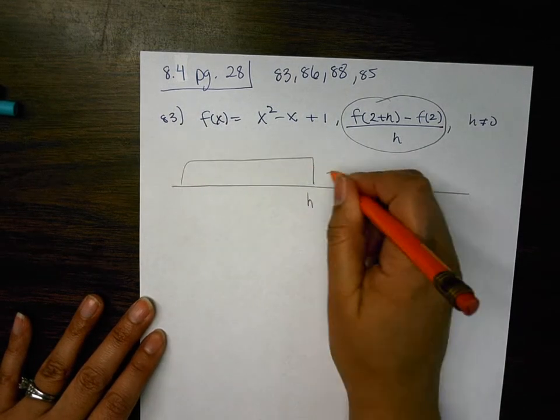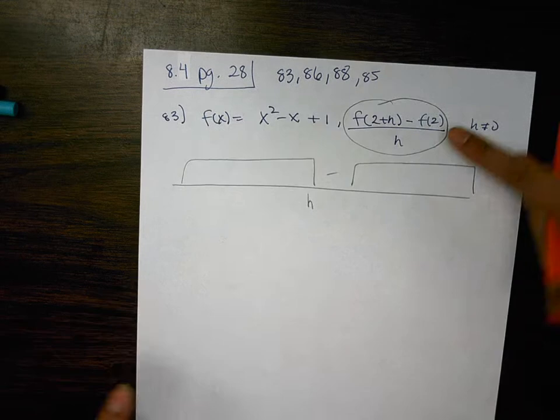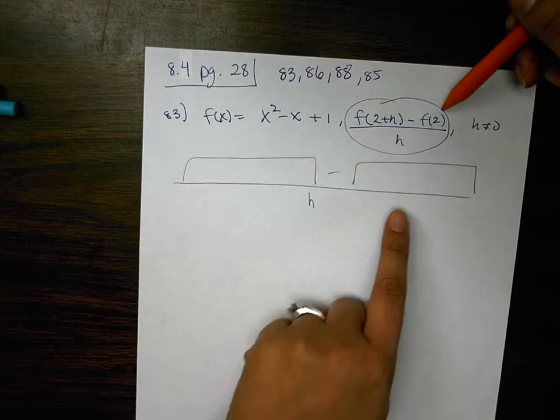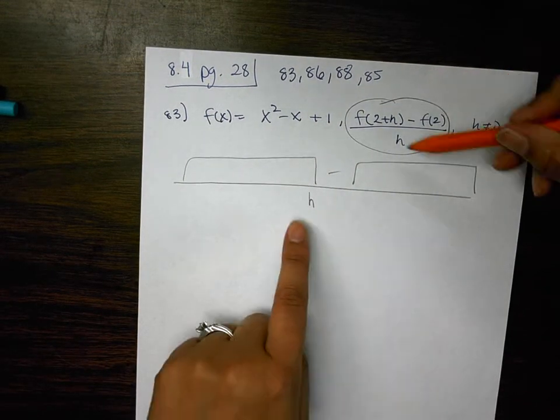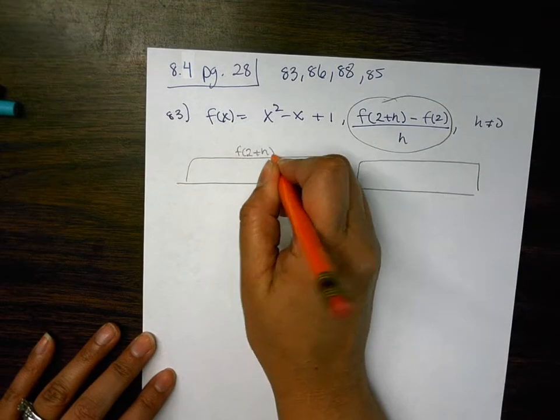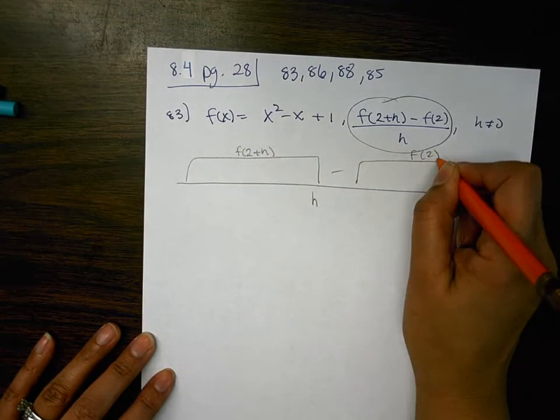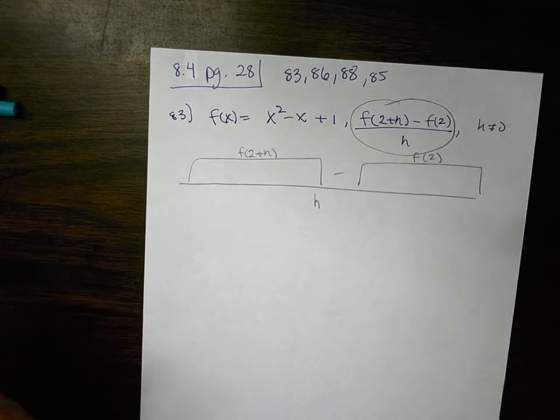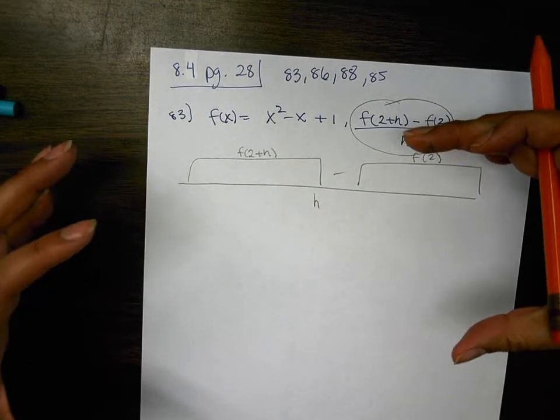And then here's my skeleton here. I'm just setting up. This stands for the first function, and this here stands for the second function, and then h is in the denominator. So this is going to be the f of 2 plus h, and this is going to be the f of 2. So that's the first part of what I call the skeleton of the problem.